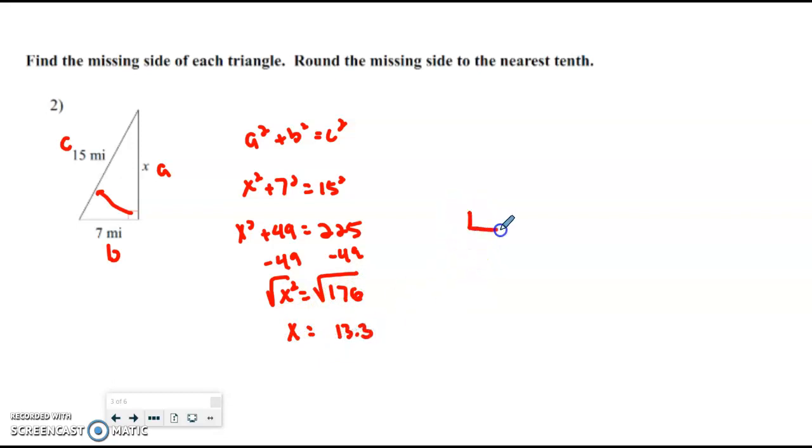If you guys remember, what you're going to press to get the square root is you're going to press the second button, which is yellow for most of you guys, and then you guys are going to press the x squared button, and that'll get you the square root symbol.